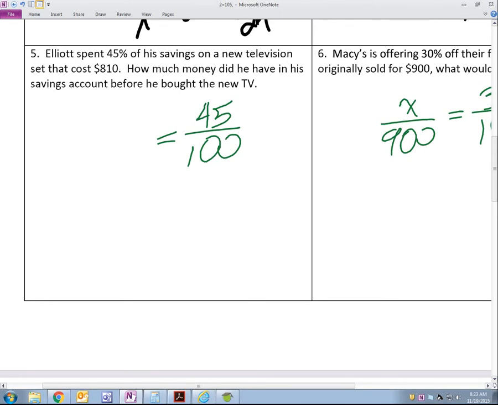So what's the original here? What's the part? What's the whole? Let's see. 810. If the 810 is the part, how much money did he have in his savings account before he bought the new TV? Is that the whole or the part? What do you think? How many people think that this one is how it should be set up?